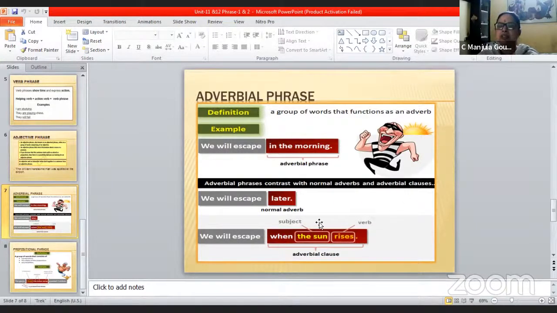Now we all know what is a clause, so let us look here at these sentences. We will escape later. This is a normal adverb. Look at the second sentence there. We will escape when the sun rises. So they are very much particular about when they are going to escape. So later is something indefinite, a normal thing that they are mentioning. But when we say when the sun rises, these words also stand as a separate sentence because they have a subject and a predicate in it. That's the reason it is called a clause. I hope it's clear. Adverbial clause.